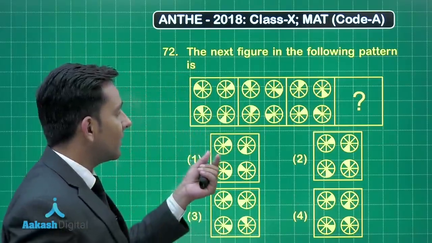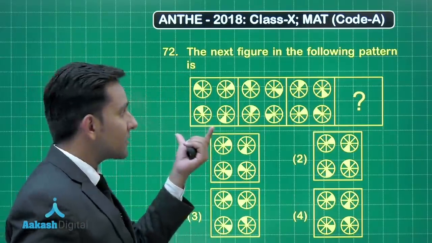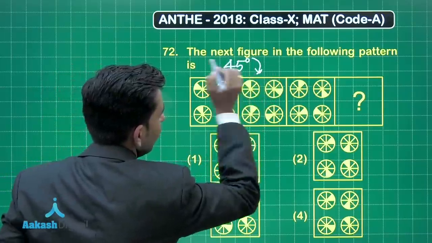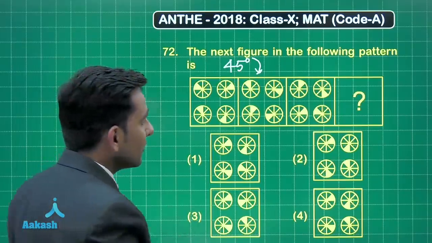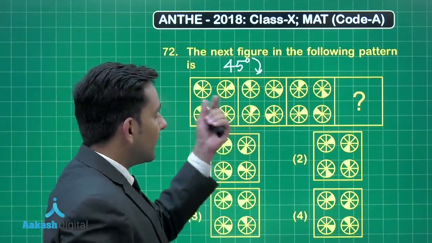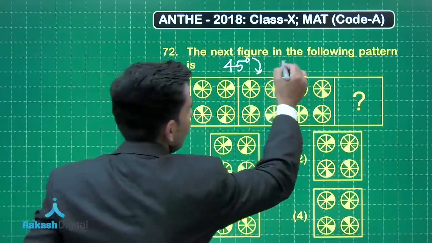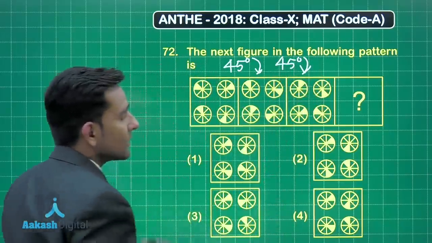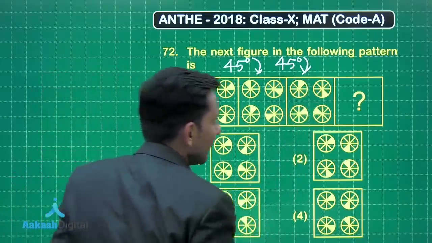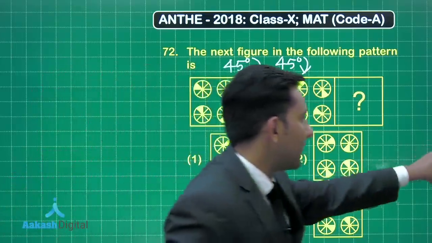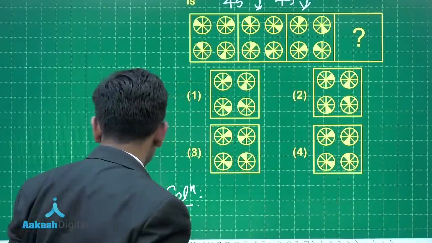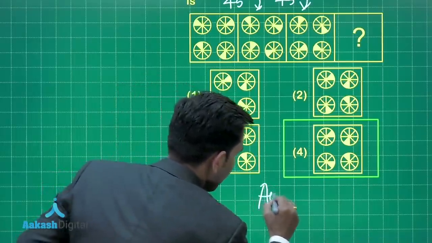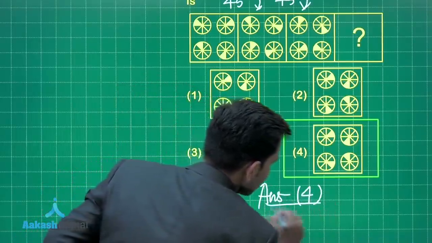Here we can see that the sectors in the first figure are rotated by 45 degrees in clockwise direction, so we'll obtain figure number 2. Further we can see that when we move each sector of figure 2 by 45 degrees in clockwise direction, we'll obtain this third figure. When we apply this pattern, we'll obtain the figure which will replace this question mark, and we can see that the fourth option is the correct answer. You can write here the answer for this question is option number 4.